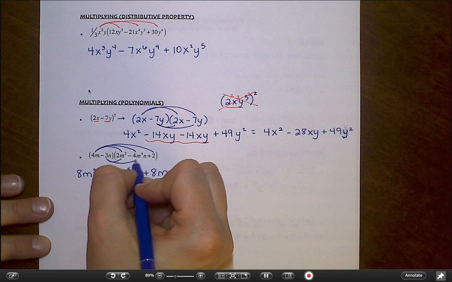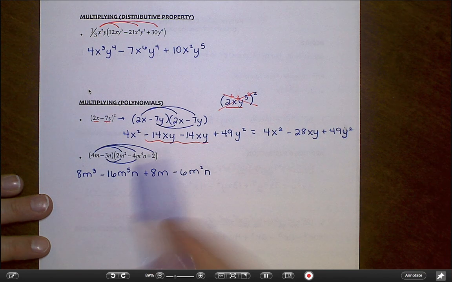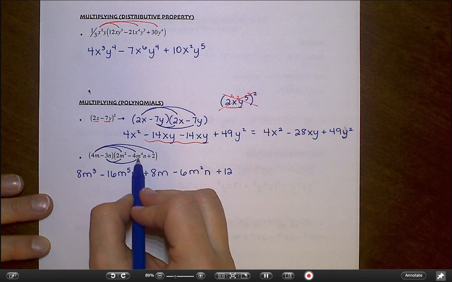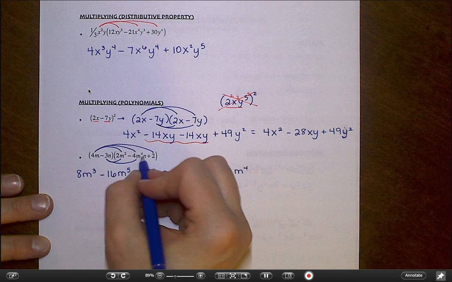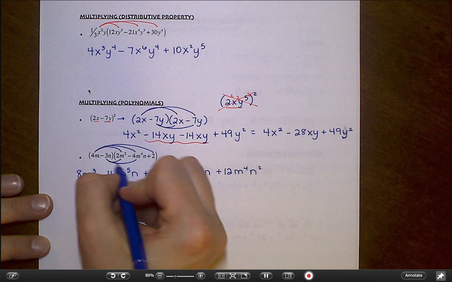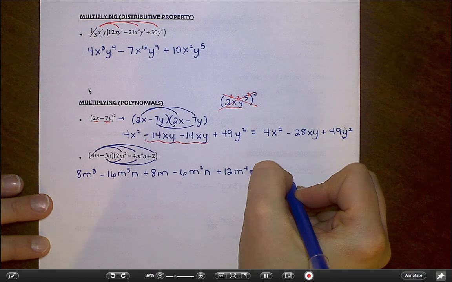Negative 3n times negative 4m to the fourth n. So negative 3 times negative 4 is positive 12. I'm going to keep the m to the fourth. And then n times n is going to give me an n squared. And then the last thing would be negative 3n times 2, which gives me negative 6n.